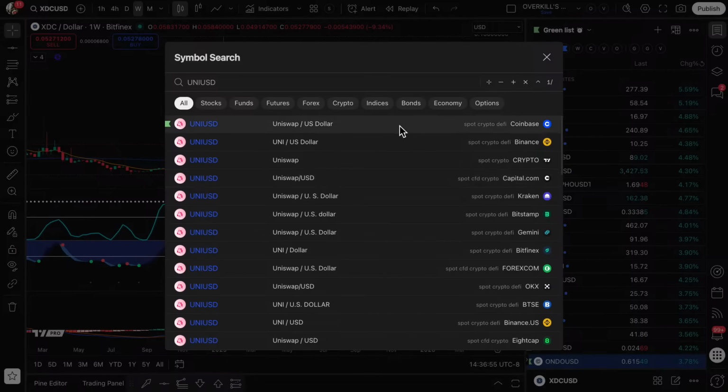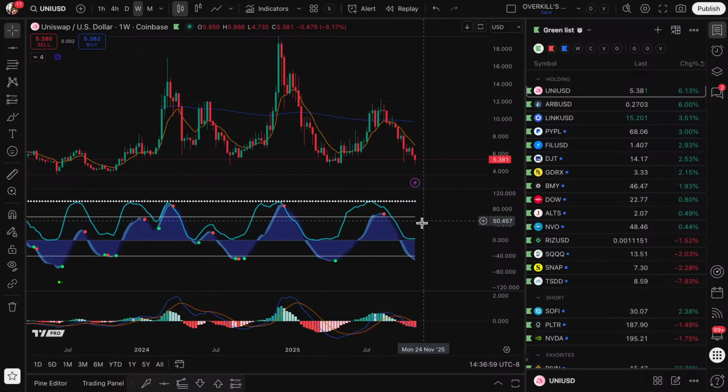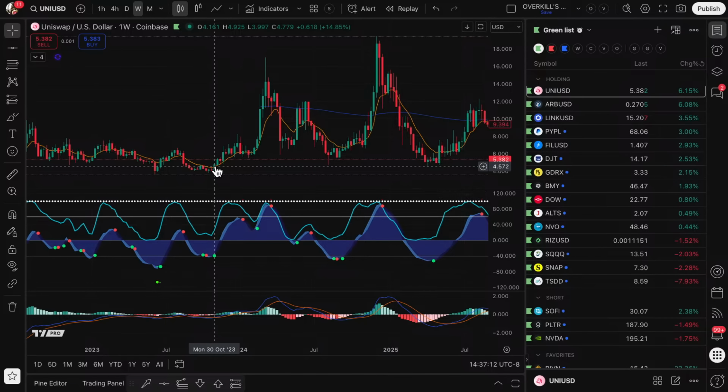Uniswap, I dropped a video on this today. I really like Uniswap right now. I like Uniswap's weekly chart a lot, simply because last time we got a green dot was back here at $5. Just at the same price we're sitting at right now, we pumped all the way to 12. Same thing right here, $5, pumped all the way to 18. Same thing back here, $5, $4, pumped all the way to 17.